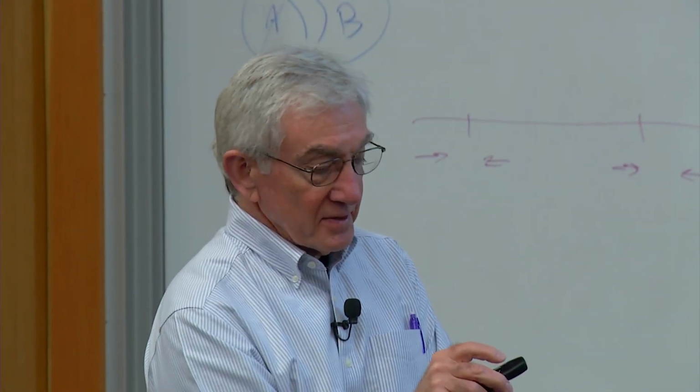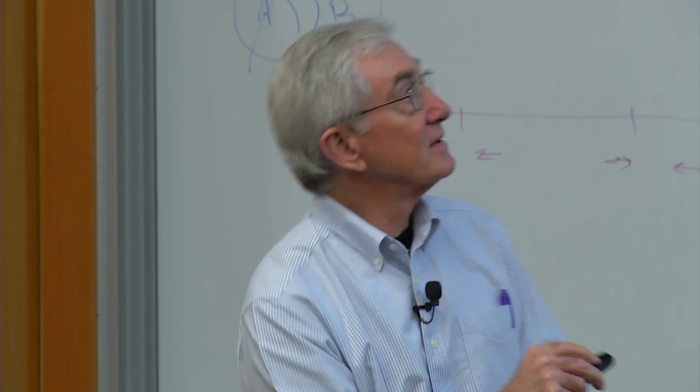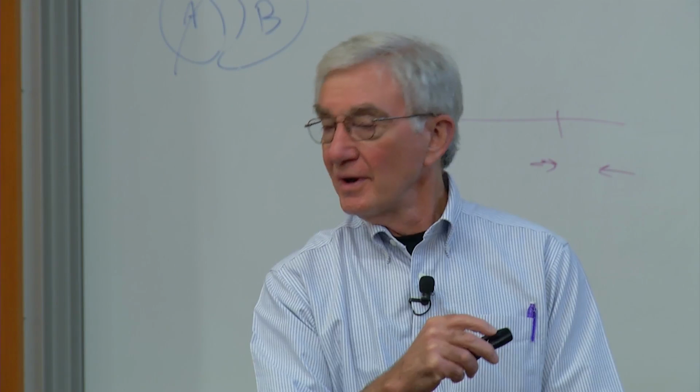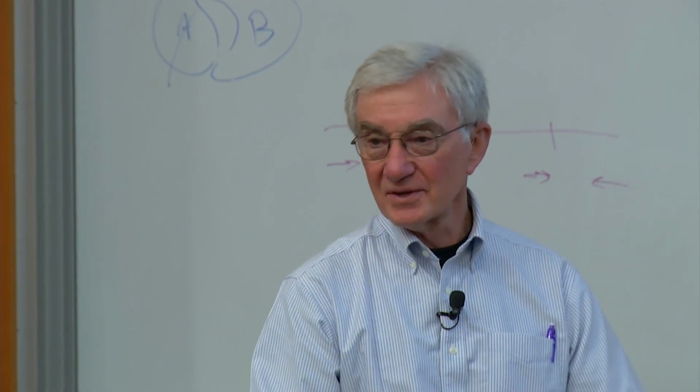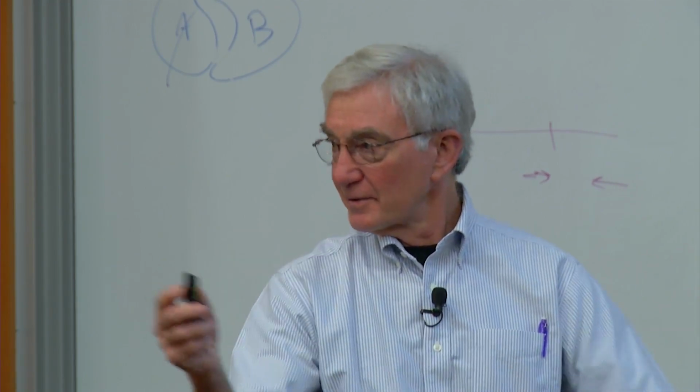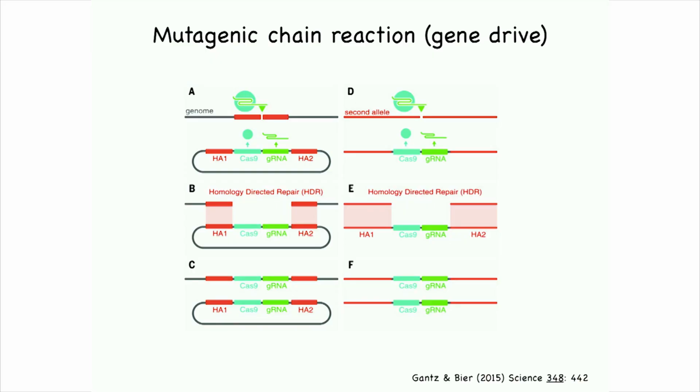A paper appeared earlier this year in Science promoting this method for getting mutations at a particular locus in Drosophila rapidly spread through a population. And they call this the mutagenic chain reaction. And what it is, in other terms, is it's a gene drive. And I'm going to talk about that aspect of it in a moment. But let me describe it to you first.